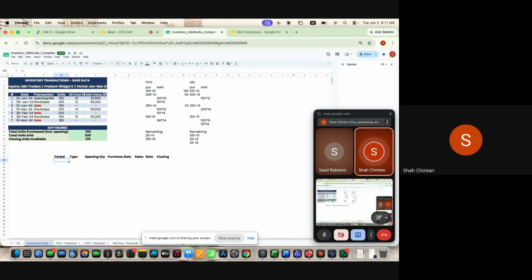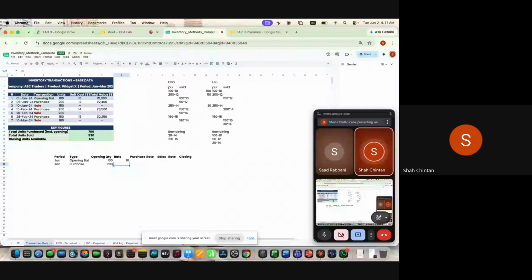So FIFO means whatever first comes in that goes out first. So you had an opening balance. So let's say it's a January month. You had an opening balance. You brought forward 100 units, and the rate of 100 units was $10. So let's just put rate as well. So the rate was $10 per unit. Then again in the month of January, you have made a certain purchase, 200 at 12.